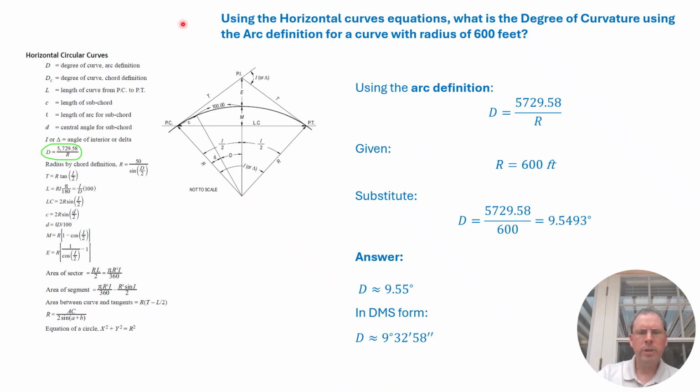And let's look at another example. Using the horizontal curve equations, what's the degree of curvature using the arc definition for a curve with a radius of 600 feet? So the degree of curvature is this D formula here, wrote it out there, and you're given R, the radius. So you have everything you need to substitute into this equation, and you come up with 9 degrees 55 seconds.